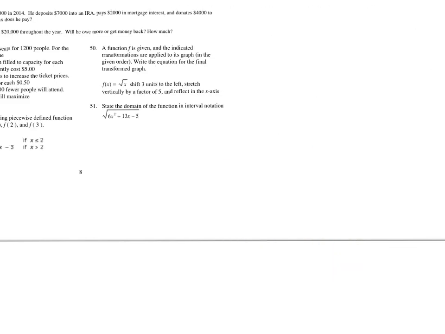All right, next up here, this one we're applying transformations, so shift it 3 to the left. So it would actually be x plus 3. It's the opposite of what you would think. Stretch vertically by a factor of 5, and then reflect across the x-axis is going to be a negative on the outside.